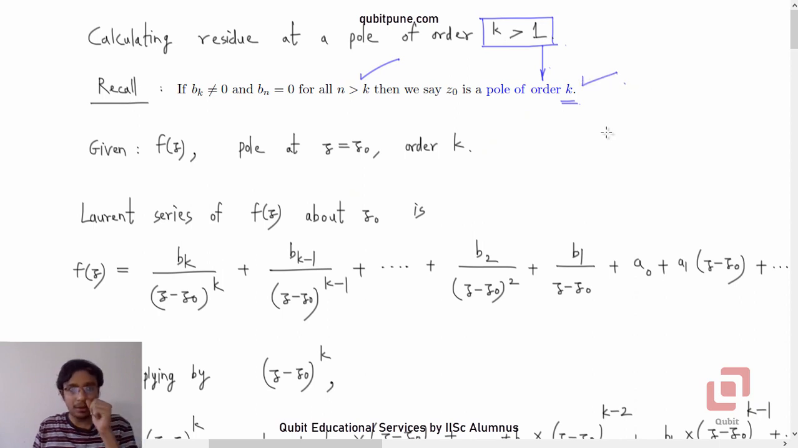So to calculate the residue, obviously we should be given the things: f of z, then the pole and the order of the pole.